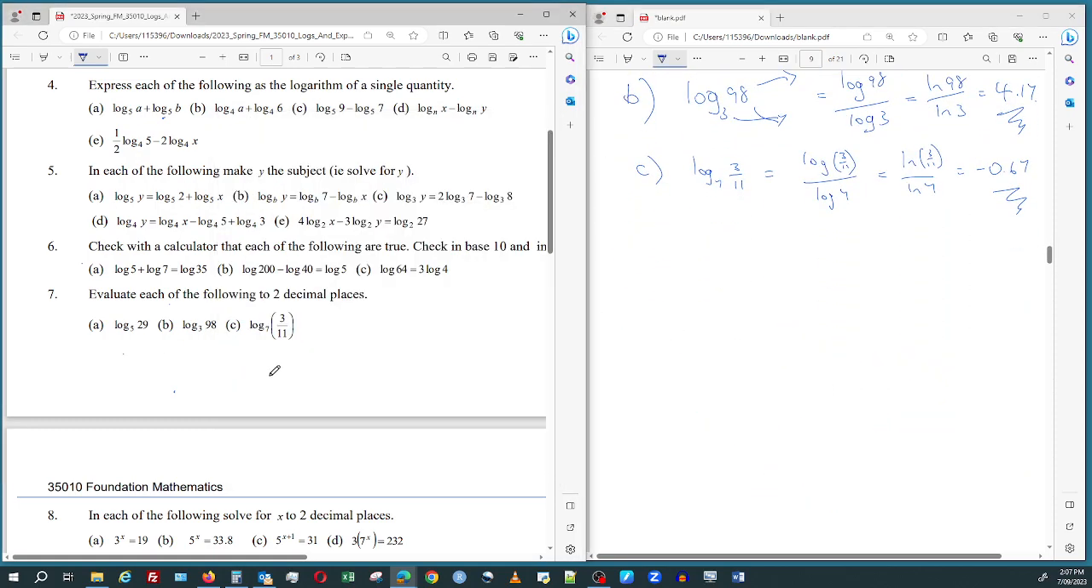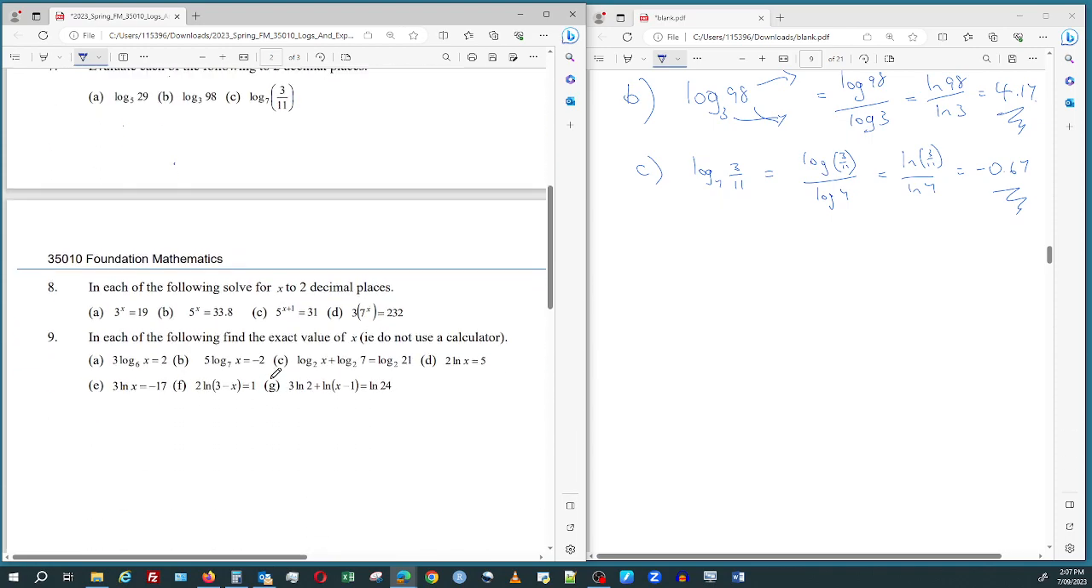Okay, 8, solving equations. Now we get back to using these guys for undo. How do we get to the x?